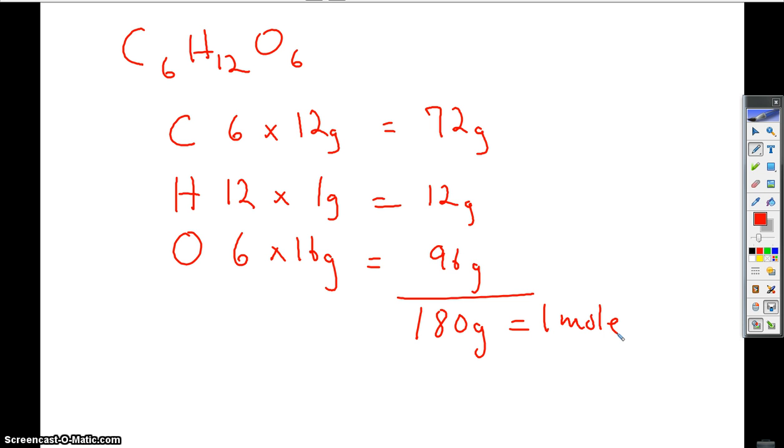So that's the first of 3 segments dealing with moles and molarity, and in the next segment we'll learn how to convert between moles and mass.